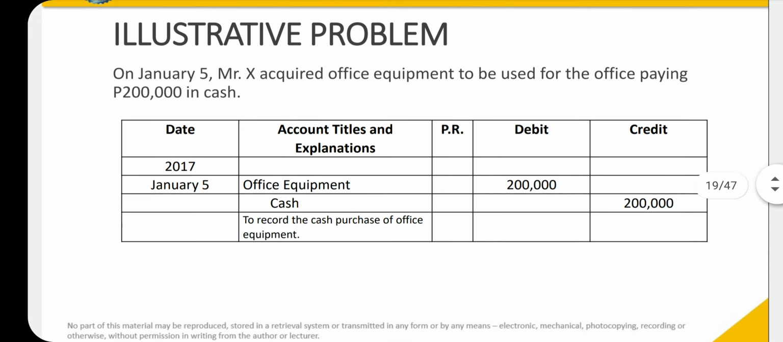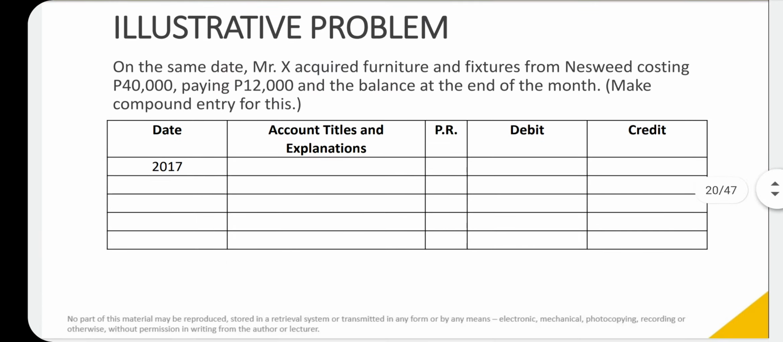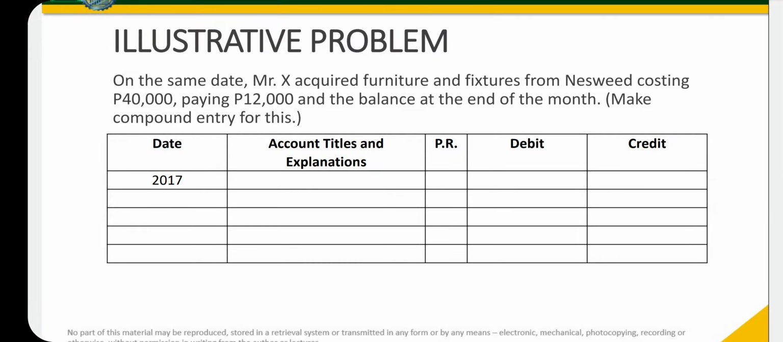So again, this is the entry: debit office equipment, credit cash 200,000. Then the explanation is to record the cash purchase of office equipment. Next transaction, on the same date, Mr. X acquired furniture and fixtures from Neswid costing 40,000 pesos by paying 12,000 and the balance at the end of the month.